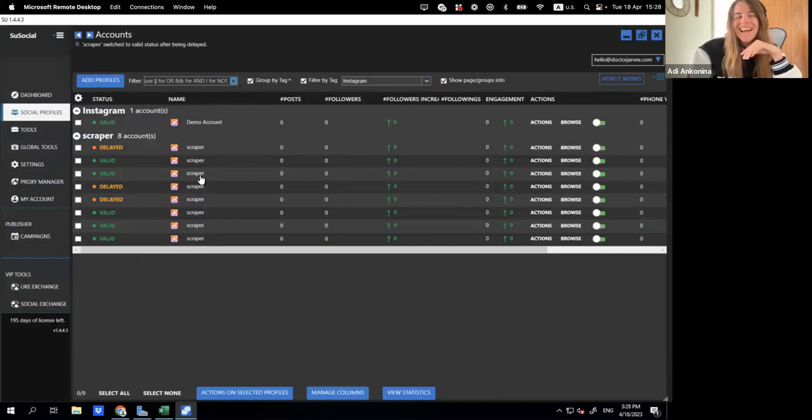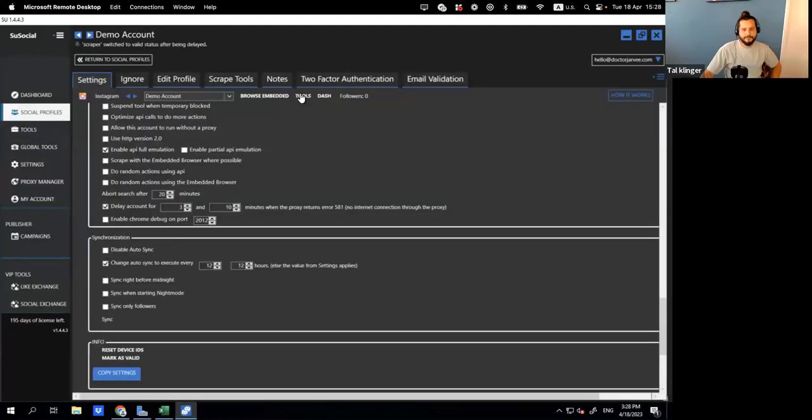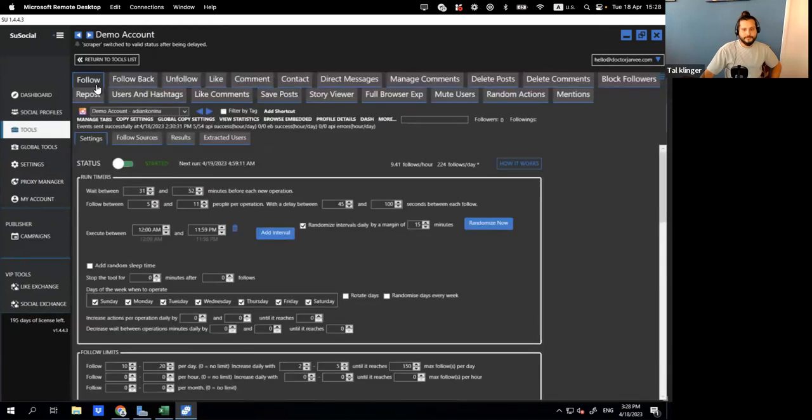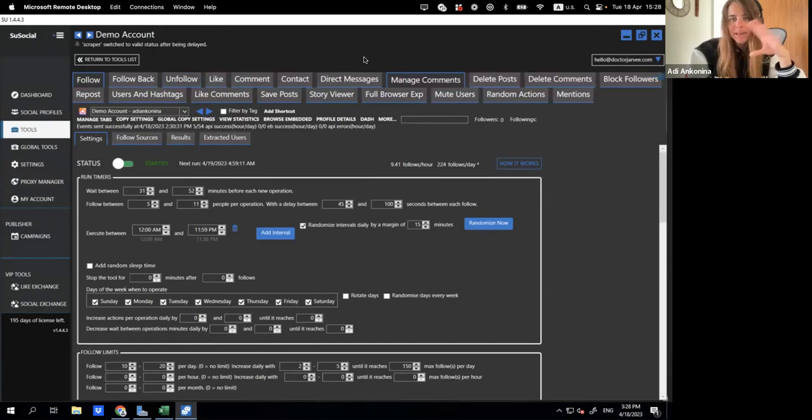It's not fun. After you finish with the scrapers and the global settings, you need to go to the main account and set up the follow unfollow. As you can see, there are many tools over here: story view, mute people, delete, comments, contact, and so on. We're going to focus on the follow unfollow. This is the main method to grow the account.